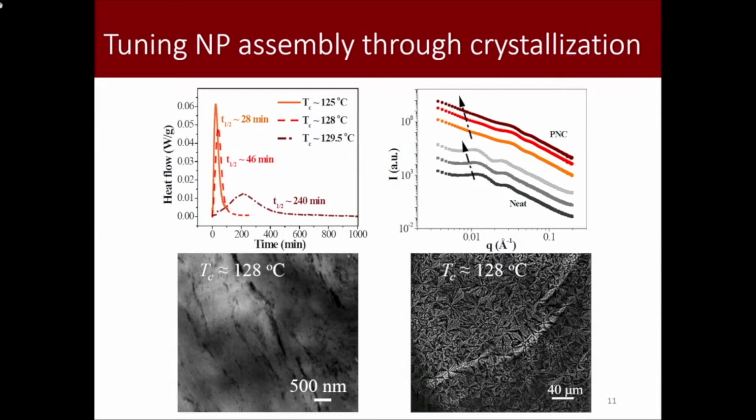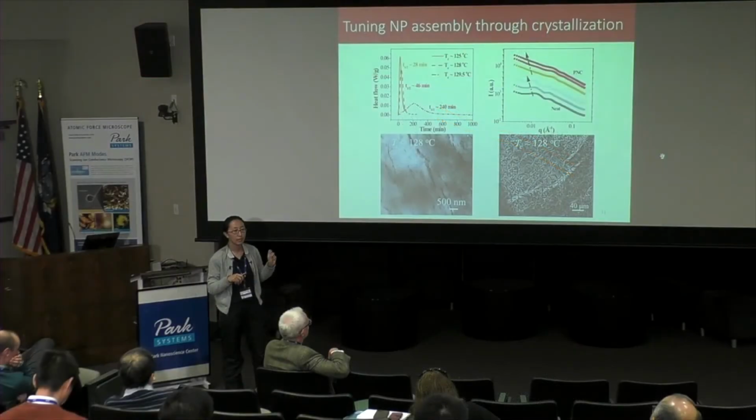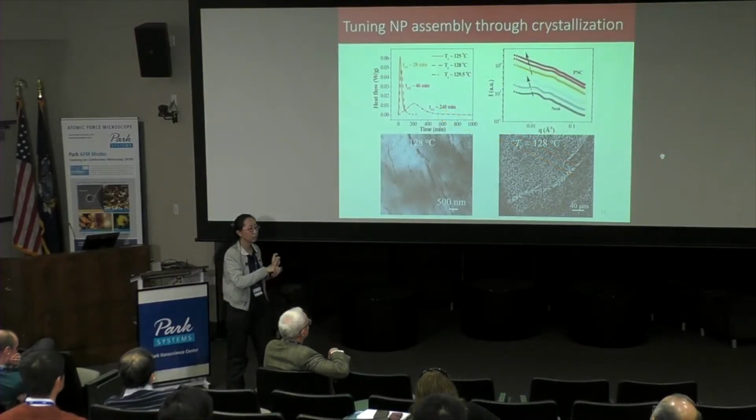We further analyzed with small angle X-ray and characterized the ordering corresponding to the crystallization temperature, and it turns out that the ordering of the nanoparticles decreases with the decreasing isothermal crystallization temperature.